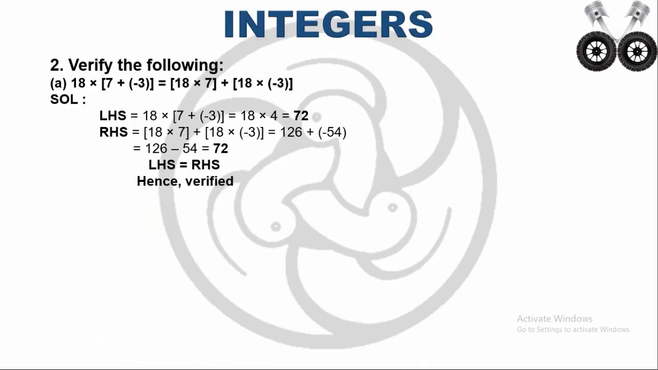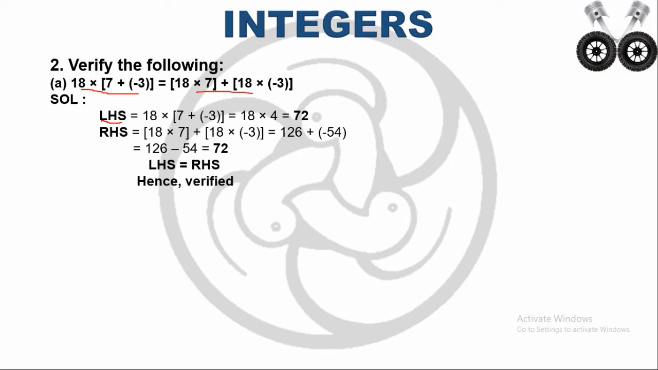Next one: verify the following. We have to check whether the given statement is true or false. So 18 into (7 plus minus 3) equal to 18 into 7 plus 18 into minus 3. So very first I have to prove the LHS. What is an LHS? Any expression before the equal sign is called the LHS. Any expression after the equal sign is called the RHS.